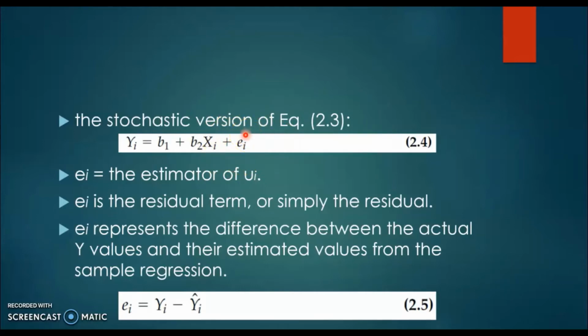I repeat, when we refer to the stochastic version of the population regression function, we use the term error term, while in the stochastic version of the sample regression function, we use the term residual. So instead of using mu, here we are using e. The residual here represents the difference between the actual values of the dependent variable, or y, and their estimated value from the sample regression.